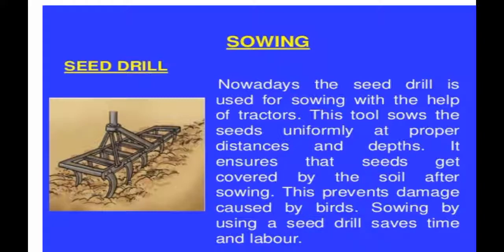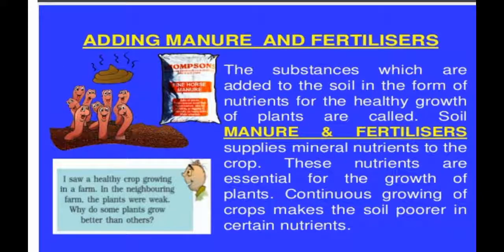In this method of sowing, animals can be used to drill, or it can be pulled by tractors also. Once the sowing is over, that is the second step of agriculture. The third step is the selection of manure, because as we know, plants also require nutrients for their proper growth.